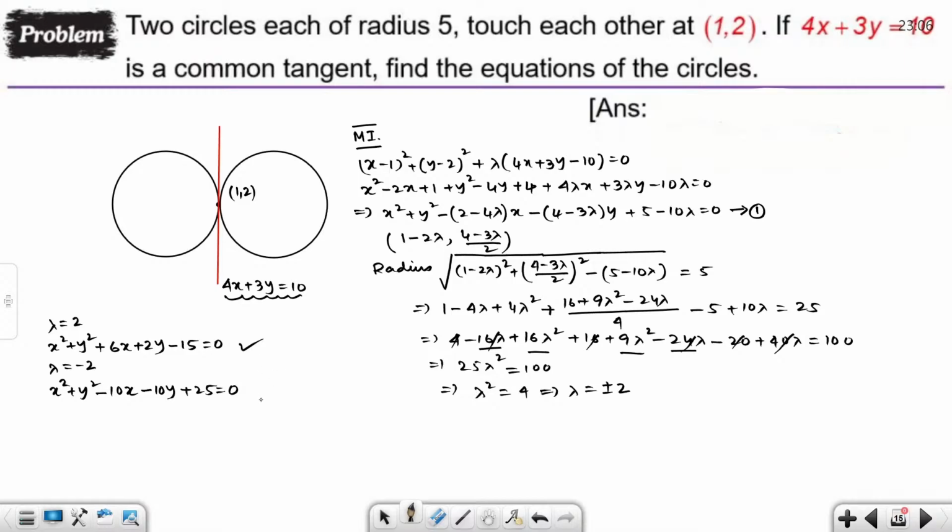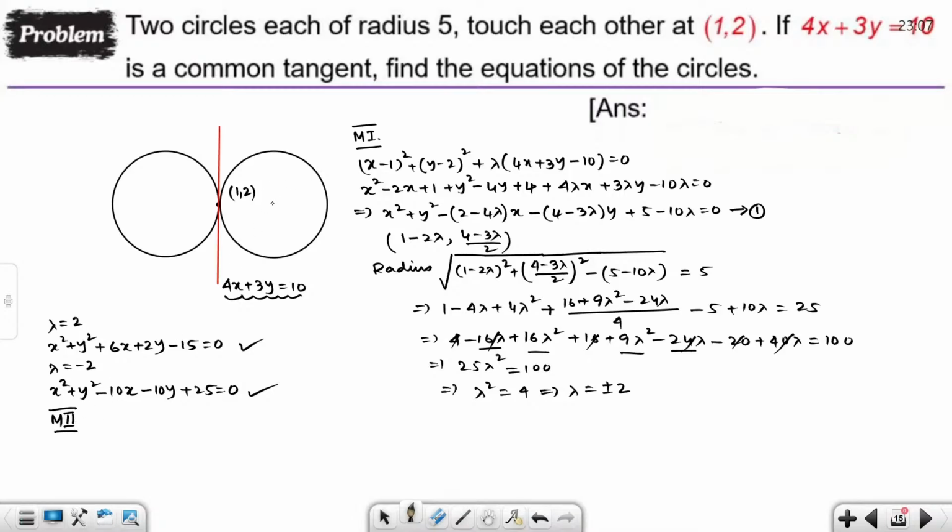So these are the two equations of the required circles. Is it clear? So this is now my method 1, the way I have solved this sum by using family of circles. Now I will try to do it not by using family of circles. So this is my method 2.